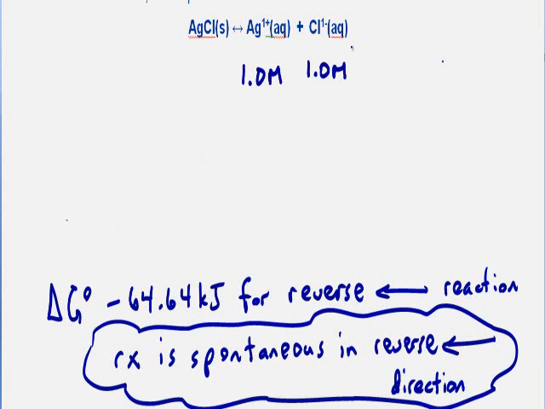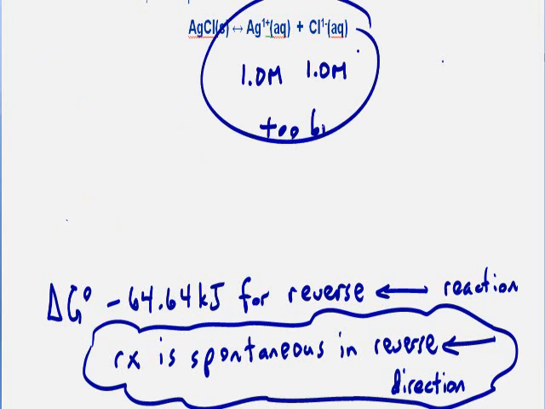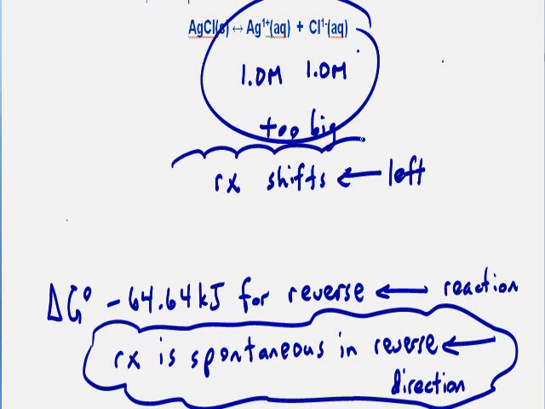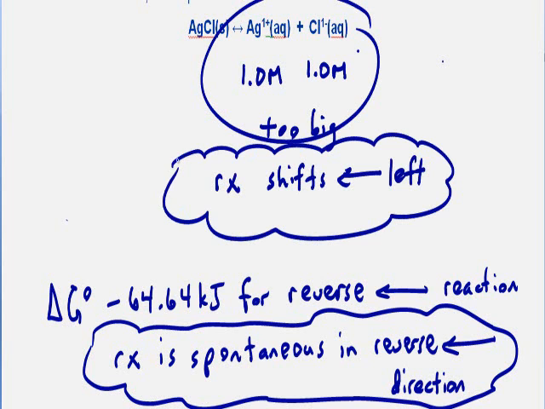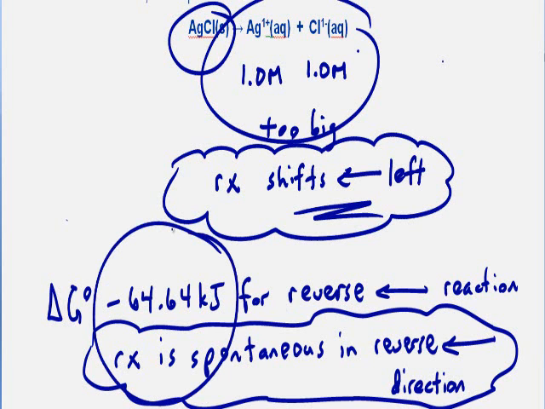The implication of this is that when these aqueous ions have concentrations of 1 molar each for standard conditions, those concentrations are too big. Because those concentrations are too big, the reaction shifts left, converting some of the ions into solid precipitate. When we say it shifts left, that's another way of saying the reaction is spontaneous in the reverse direction. Our delta G before was a positive number, non-spontaneous in the forward direction, so in the reverse direction, or shifting left, the reaction would be spontaneous.